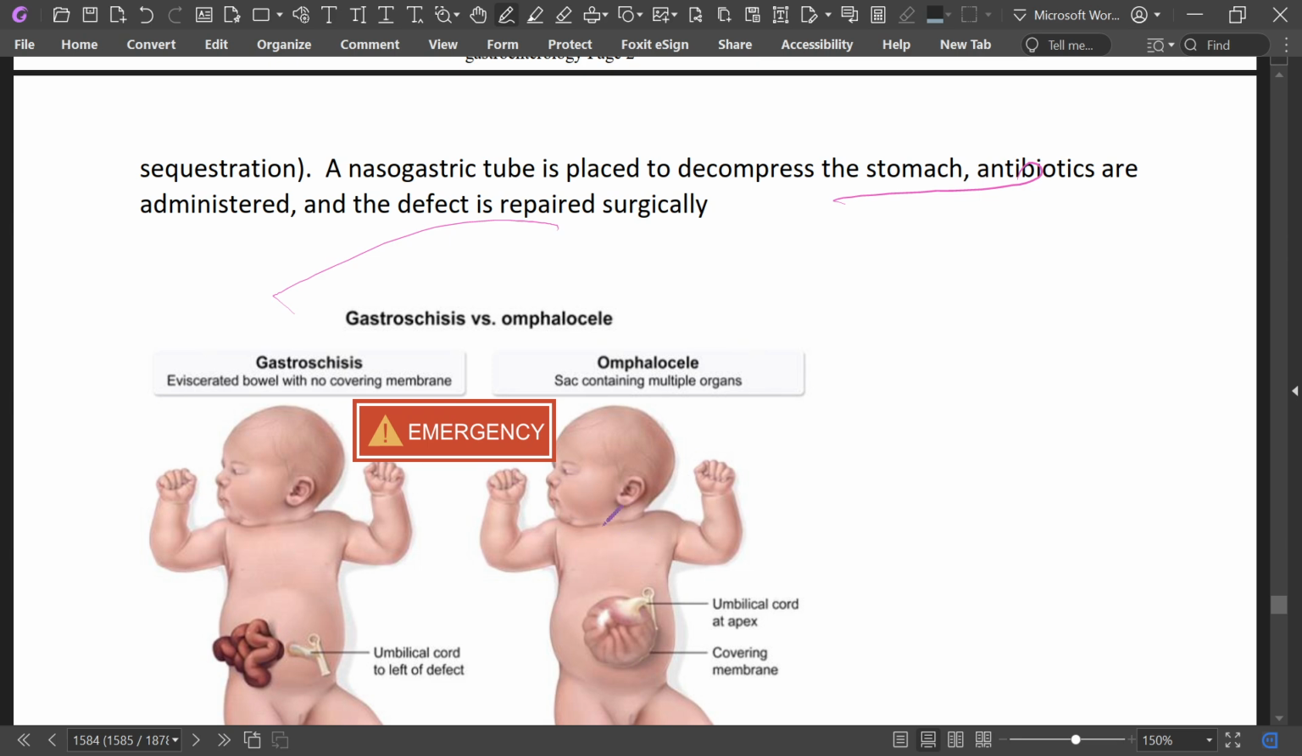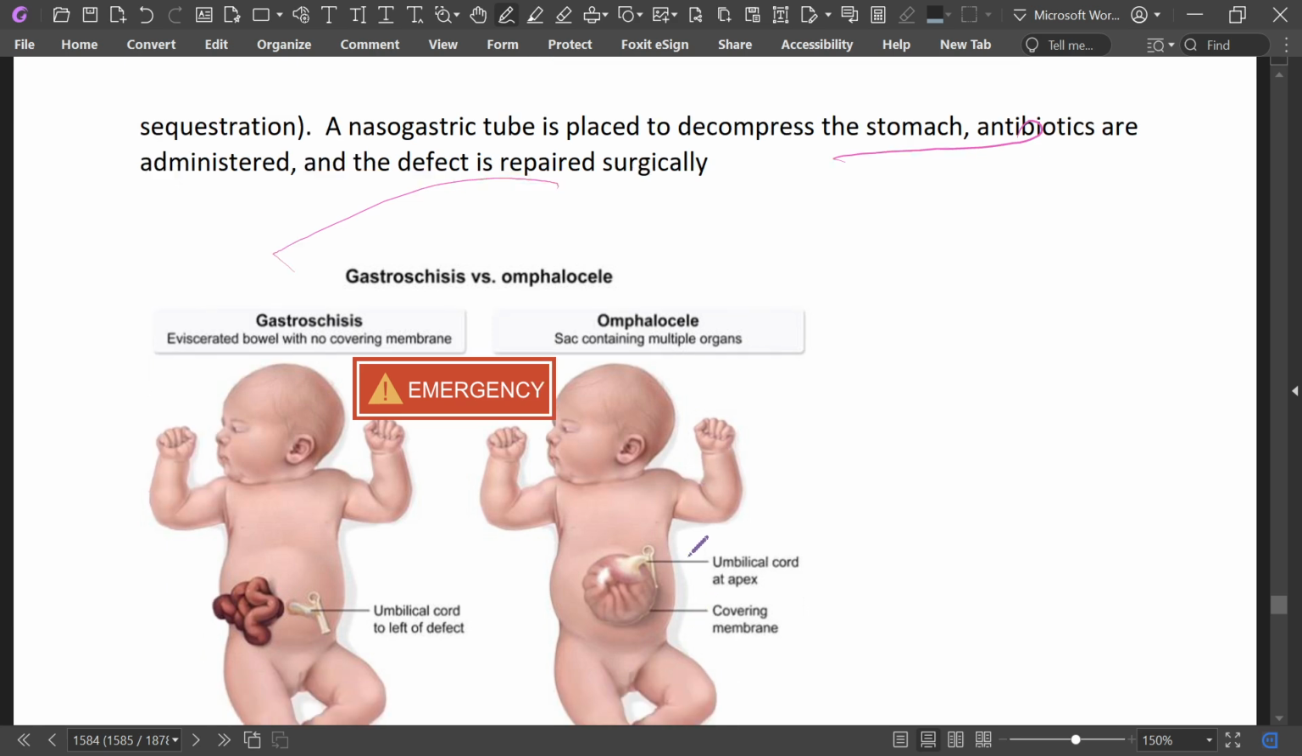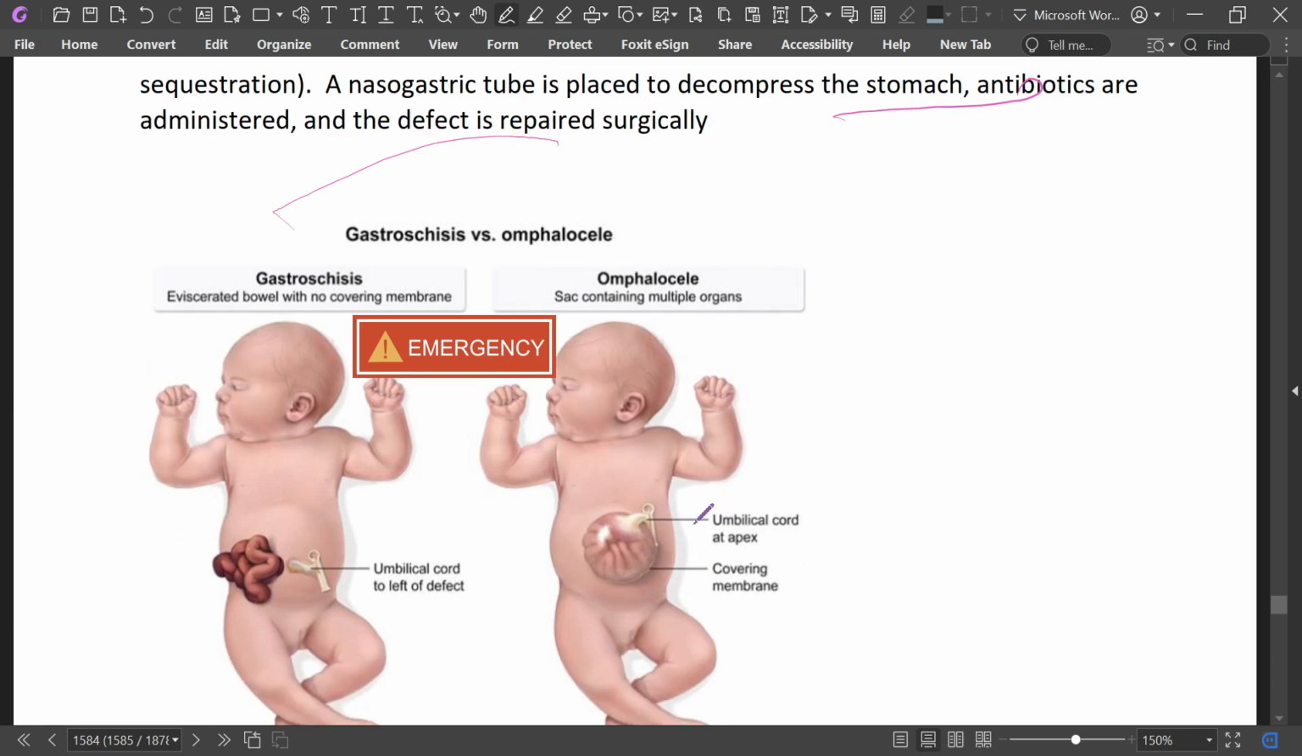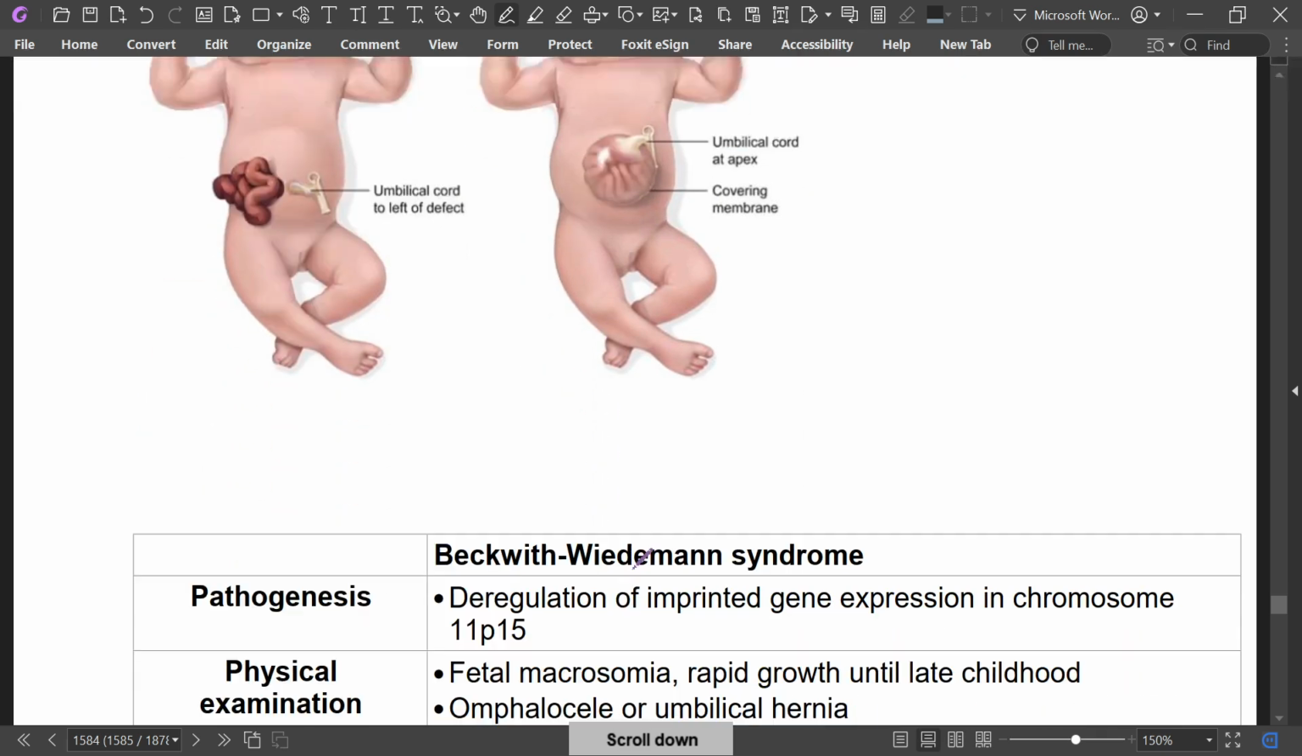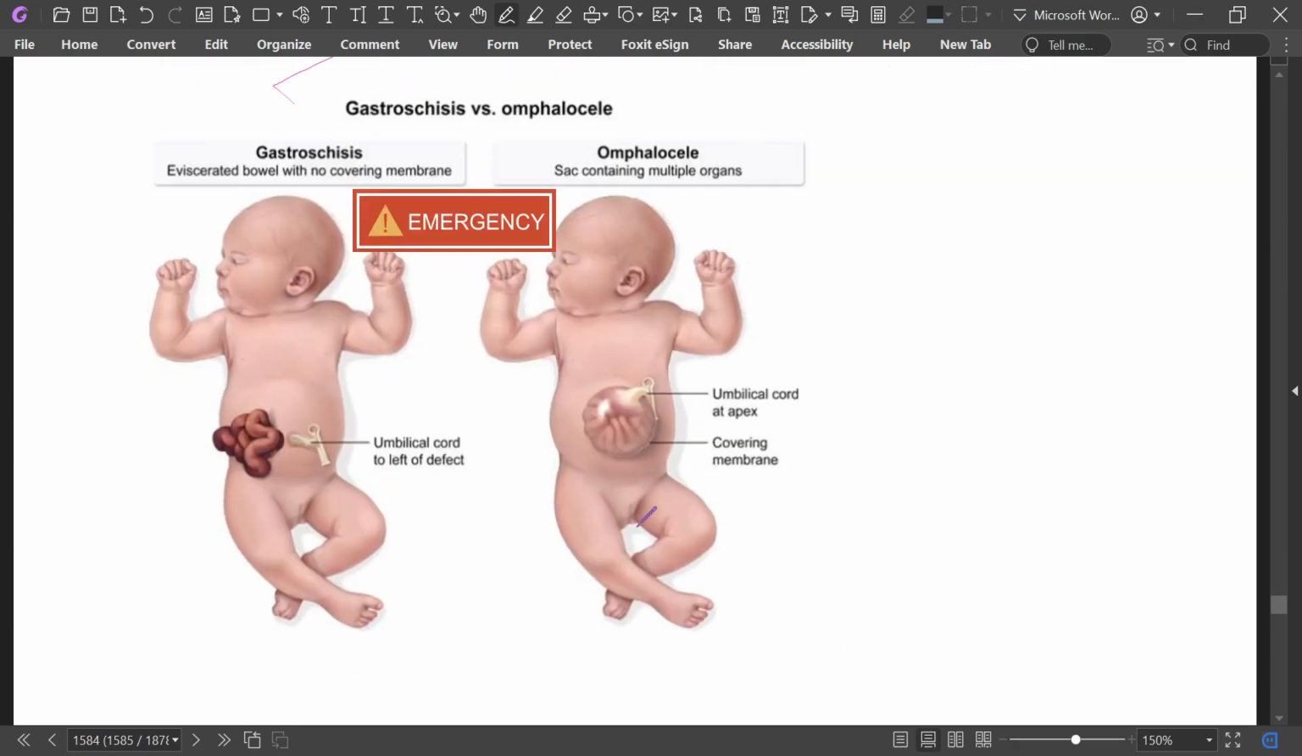Gastroschisis is herniation of the abdominal content lateral to the umbilicus, and it is not covered. If there is herniation of the abdominal content through the umbilicus and it is covered by a membrane, this is omphalocele. This is gastroschisis and omphalocele.